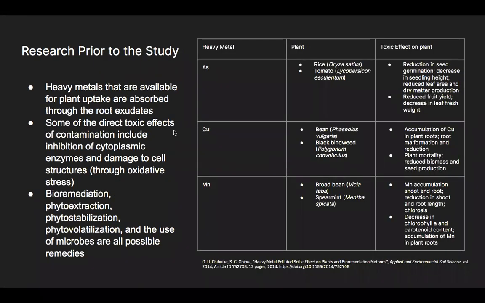Prior to this study, I researched how different heavy metals affected a wide array of plants. I was made aware that heavy metals are often absorbed through plant exudates and inhibit the production of cytoplasmic enzymes. Additionally, I learned that the processes of bioremediation, phytoextraction, phytostabilization, phytovolatilization, and microbes can be used to deplete areas contaminated with heavy metals.